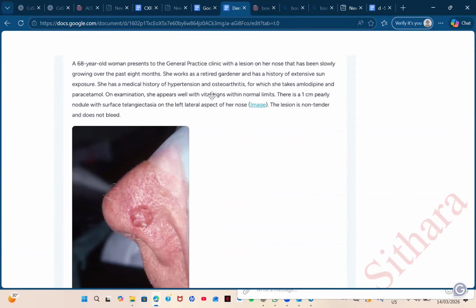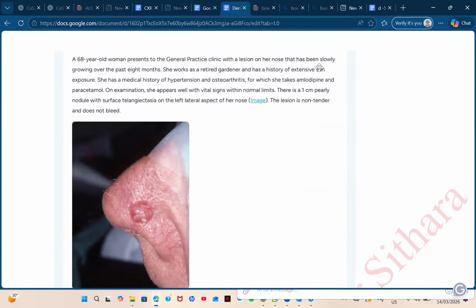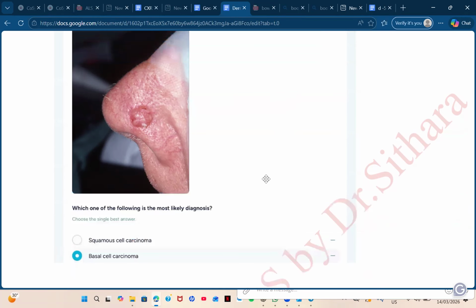A 68-year-old woman presents to the GP clinic with a lesion on her nose that has been slowly growing over the past 8 months. She worked as a retired gardener and has a history of extensive sun exposure. She has a medical history of hypertension and osteoarthritis, for which she takes amlodipine and paracetamol. On examination, she appears well with vital signs within normal limits. There is a 1 centimeter pearly nodule with surface telangiectasia on the left lateral aspect of the nose. Here you can see, right? The lesion is non-tender and does not bleed. They are asking what is the most likely diagnosis.